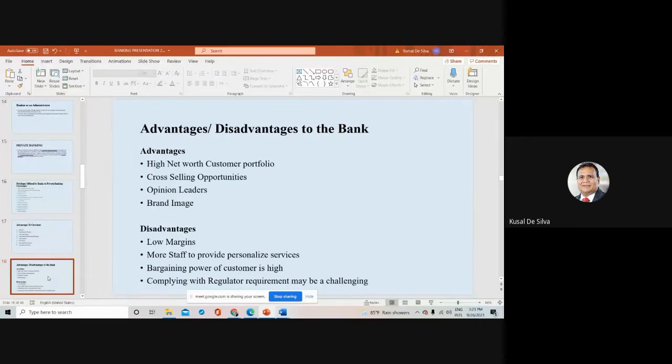Then what are the disadvantages? As I mentioned to you, we have a very low margin, honestly low margin, but it is good to have this community. But it is a disadvantage, with more staff needed to provide personalized service. Now these people basically want A-grade service from the bank. Their customer experience is the key.